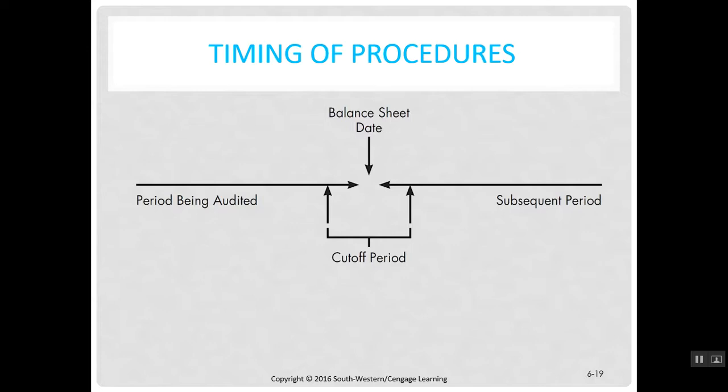So here's a timeline of what the timing of the procedures looks like. So you have the period being audited, so this is the year, the fiscal year. This is after the fiscal year, this is the balance sheet date, and the cutoff procedures are usually 5 to 7 days before and after.